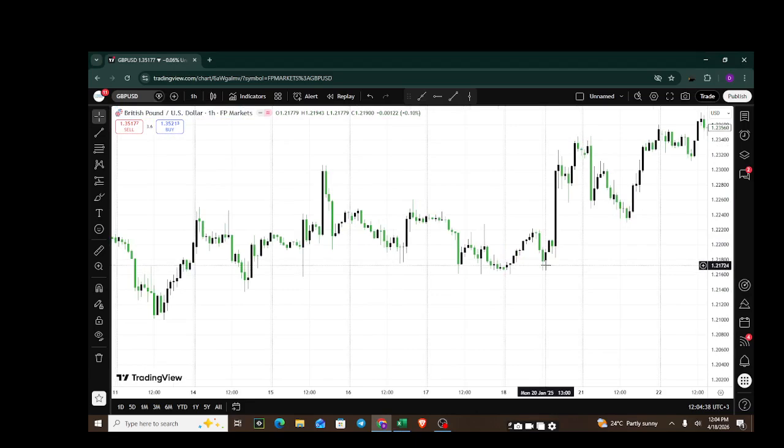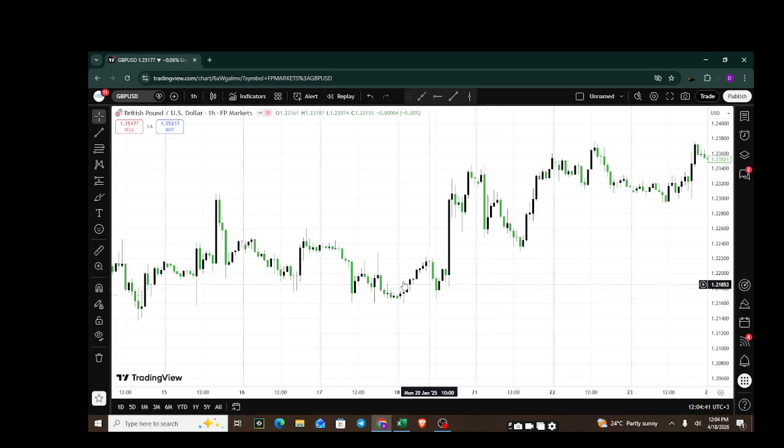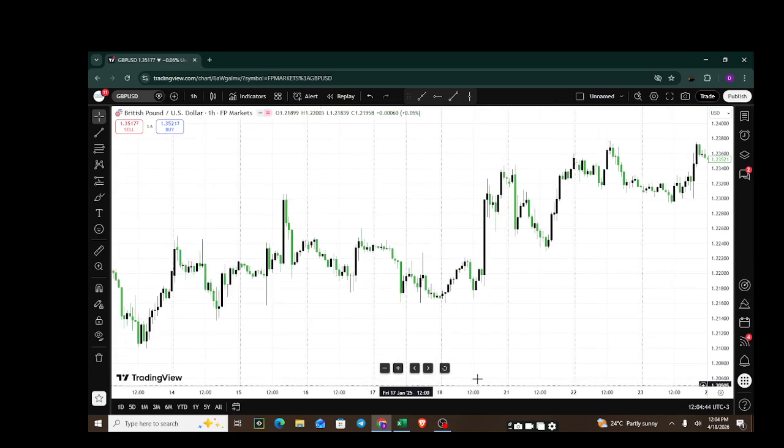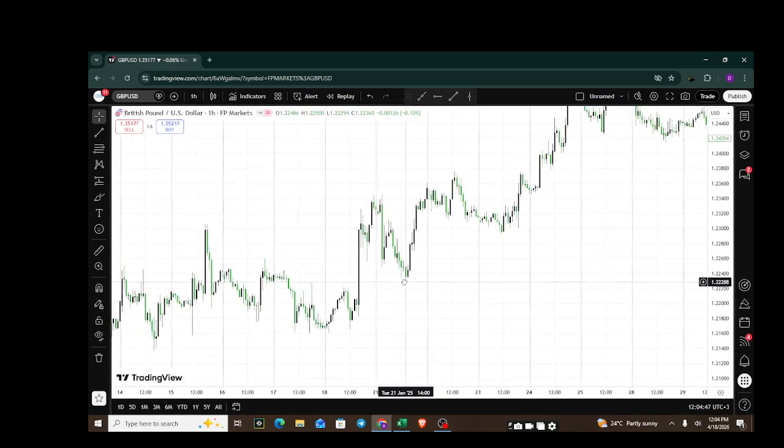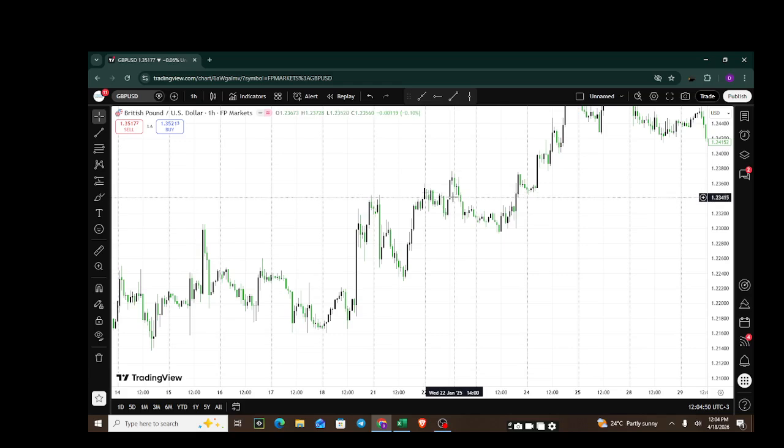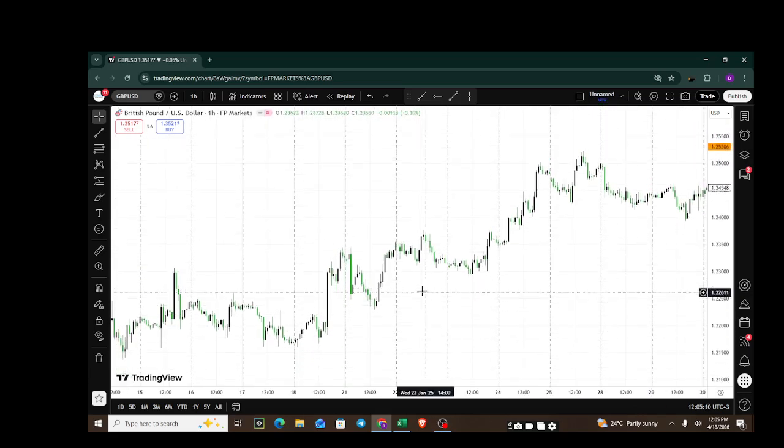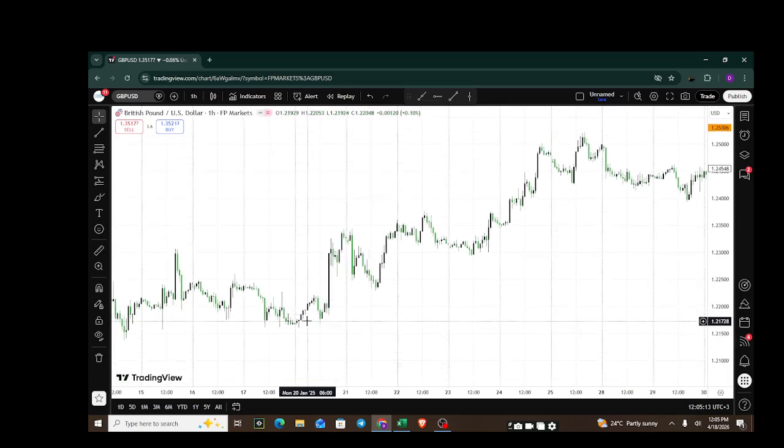Now you want to try and avoid trading during periods when the price action is not very clear. Okay, so we check the week of Monday 20th, price formed, opened by buying.